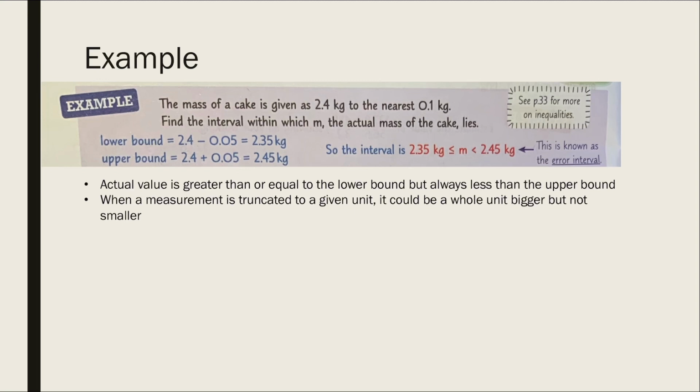So, let's take another example. Instead of saying that the cake was rounded to 2.4 kilograms, let's say it's truncated, so like cut down. Whenever a measurement is truncated to a given unit, the actual measurement can be anywhere up to a whole unit bigger, but no smaller. So you truncate a number by chopping off decimal places. So if the mass of the cake was 2.4 kilograms truncated to one decimal place instead of rounded, the interval would actually be 2.4 kilograms, which is less than or equal to x, which is less than 2.5 kilograms. So if the mass was 2.499999, it would still be truncated to 2.4.